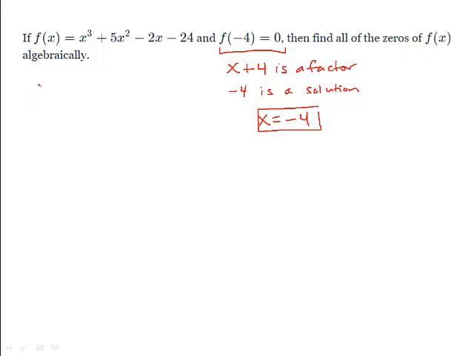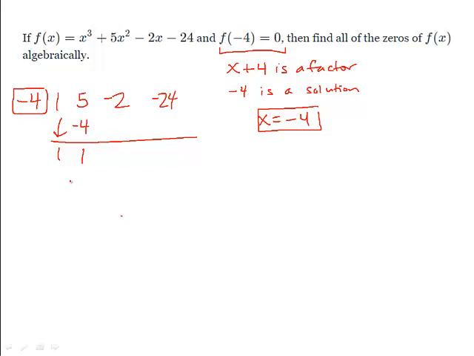Now let's use that -4 to do some synthetic division to find out what are the other solutions. So I'm putting that -4 in the box to start off our synthetic division. Now I'm going to find our coefficients. We'd have 1, 5, -2, and -24. Here we go. Bring down the 1. Multiply. Add. Again, multiply. Add. And one more time, multiply and add. Perfect. We got a remainder of 0 like we were supposed to. Okay. This is what we're looking for, though.